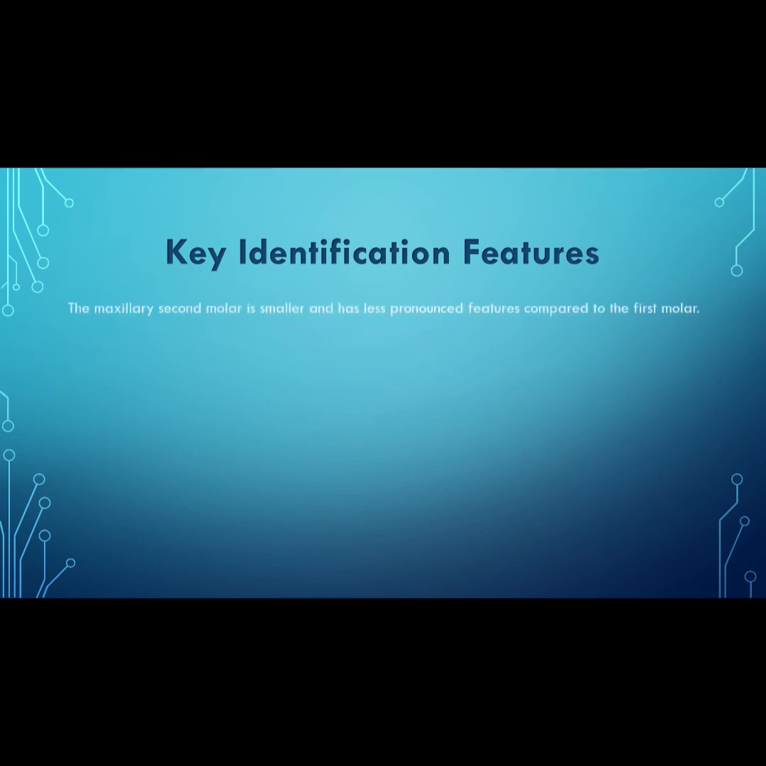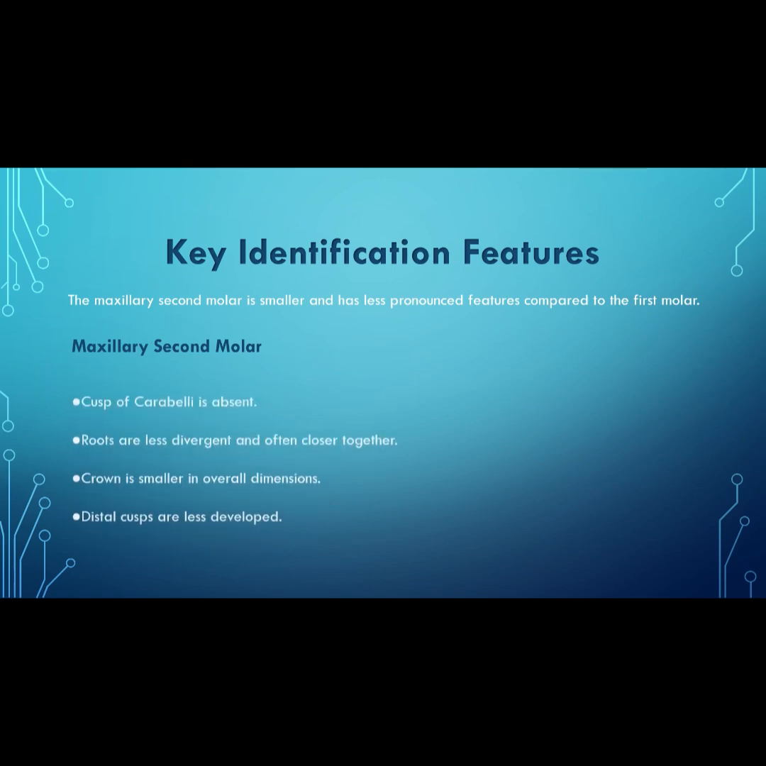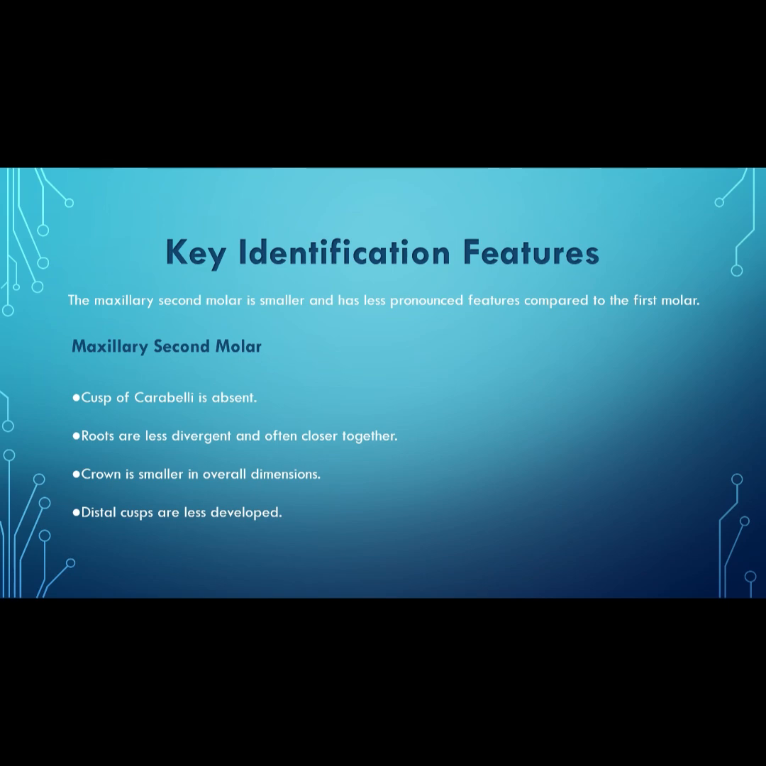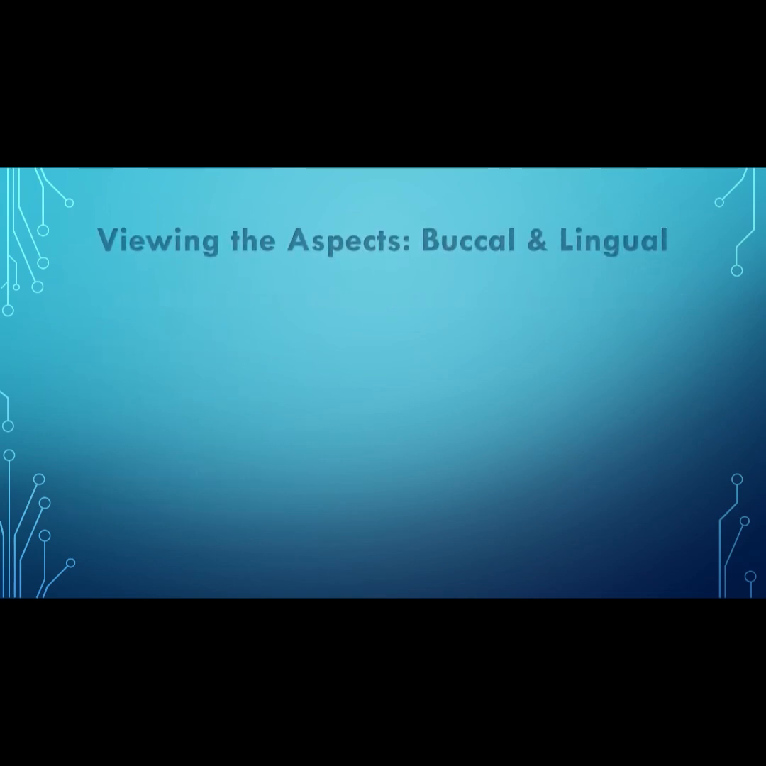Key identification features. The maxillary second molar is smaller and has less pronounced features compared to the first molar. Cusp of Carabelli is absent. Roots are less divergent and are often close together. Crown is smaller in overall dimension. Distal cusps are less developed.